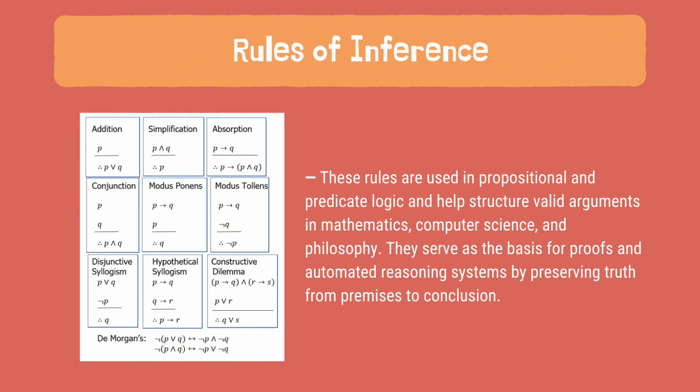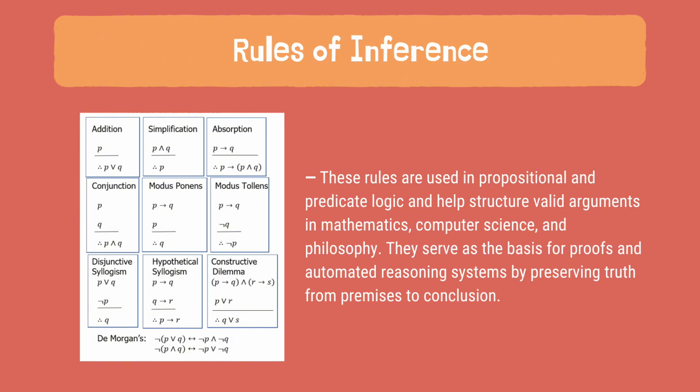For modus tollens, P implies Q, negation Q, therefore negation P. For disjunctive syllogism, P or Q, negation P, therefore Q. For hypothetical syllogism, P implies Q, Q implies R, therefore P implies R. For constructive dilemma, the quantity of P implies Q and the quantity of R implies S, P or R, therefore Q or S.